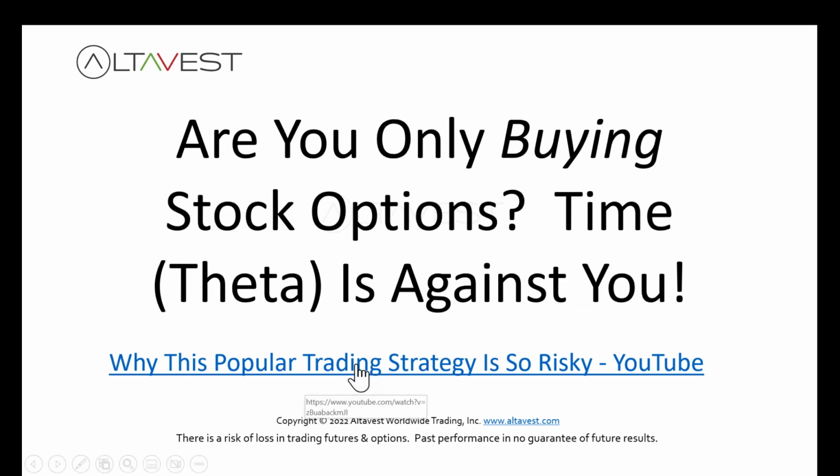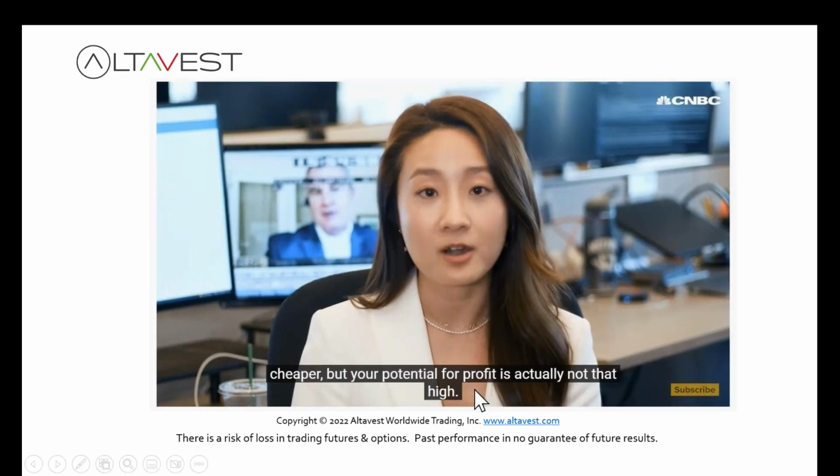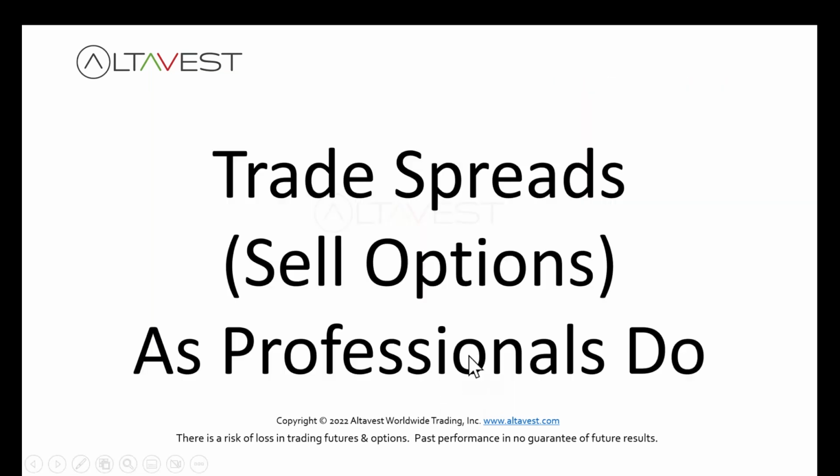This is a great little video I came across from I believe an analyst on CNBC. It's on YouTube, I found it. So here she says the appeal for a lot of retail investors to buy options is that they're much cheaper, but your potential for profit is actually not that high. And why does she say that? Well, because it has a low probability of success, that's why. And so we like to trade spreads or sell options just like professional traders do. And that's what we're going to talk about.